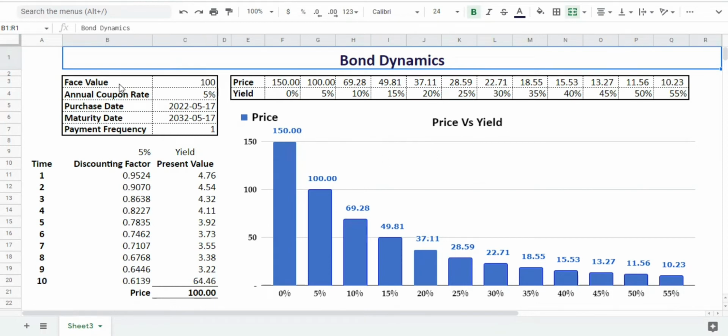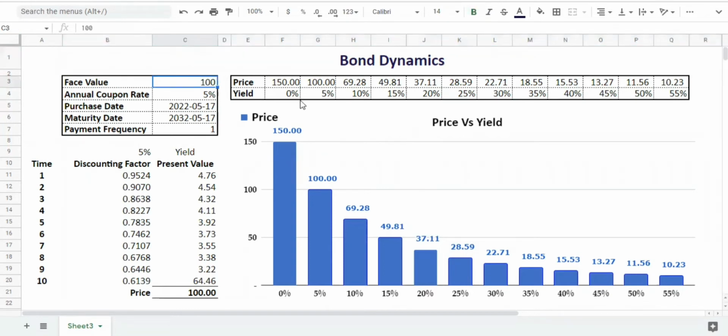As you can see here, let's assume there is a bond with a face value of 100 and an annual coupon rate of 5%. The purchase date, let's take it as 17th May 2022, and the maturity date is exactly after 10 years time. It's 17th May 2032, which means this is a 10-year bond, and the payment frequency is 1, which means only annual coupon payments.